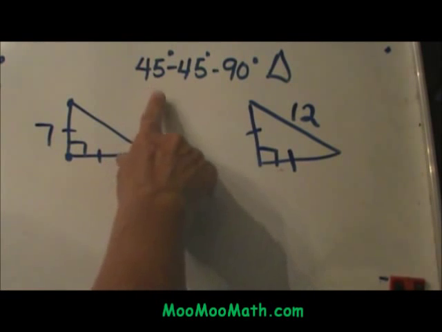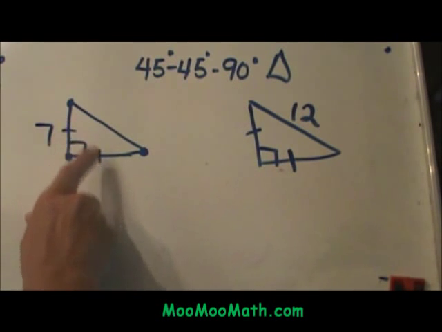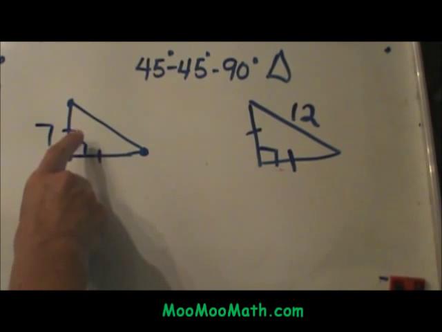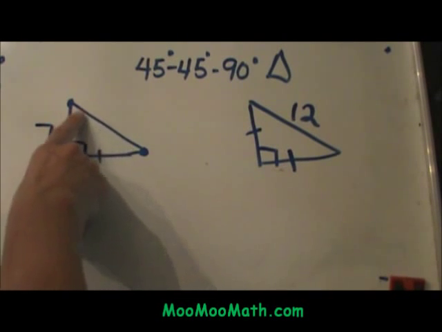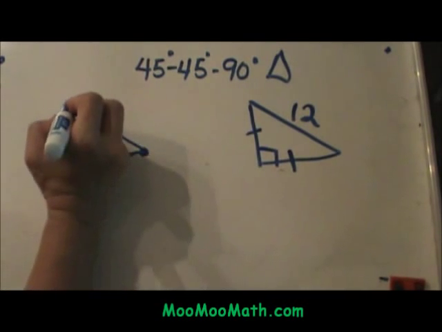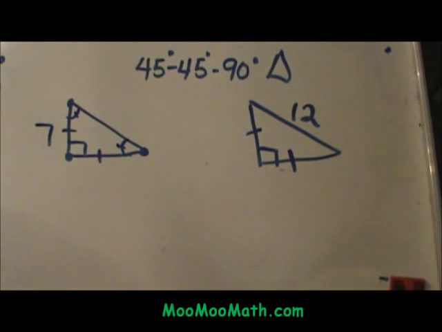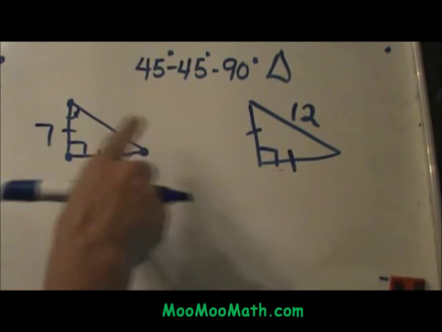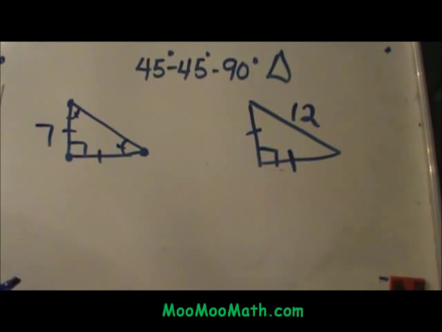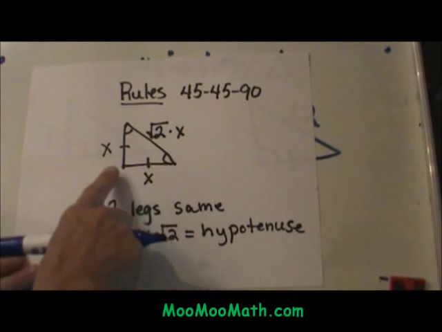Remember that a 45-45-90 triangle is an isosceles, which means two sides are the same, and it's right, which means you have a right angle. The two acute angles are 45-degree angles, and let's go ahead and mark those as congruent. We're going to have two cases. You're going to solve these triangles without knowing any other side but one side, and you can do that because there are some special rules. So let's look at the rules of 45-45-90.